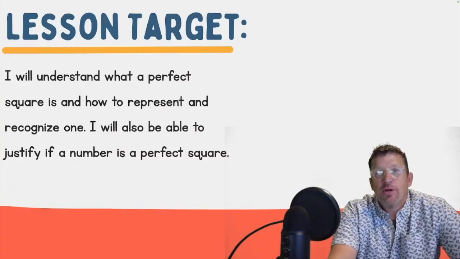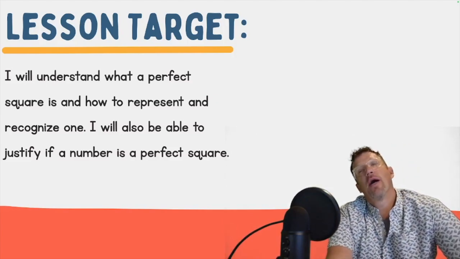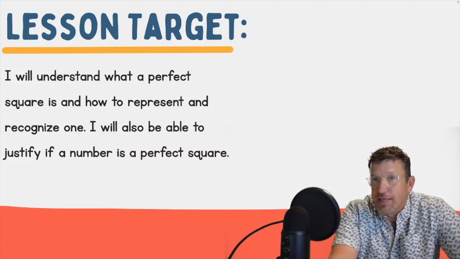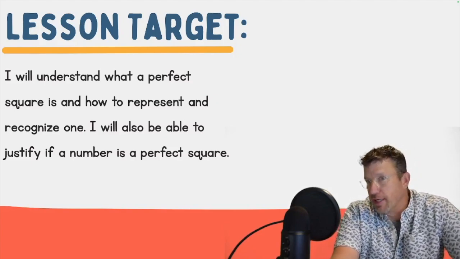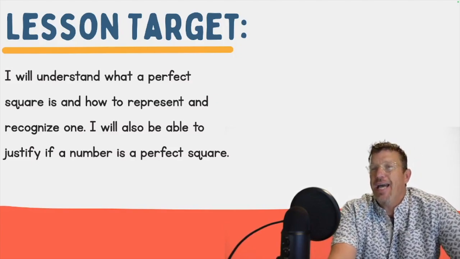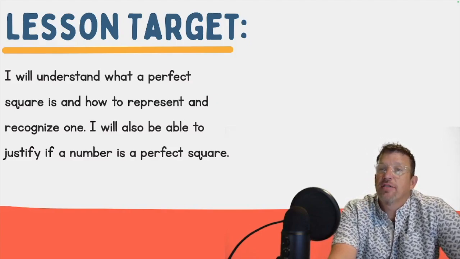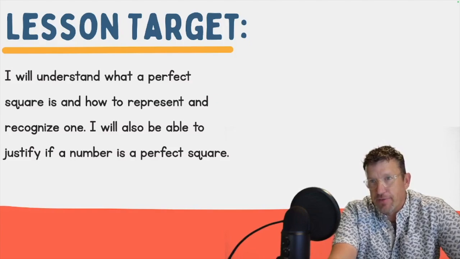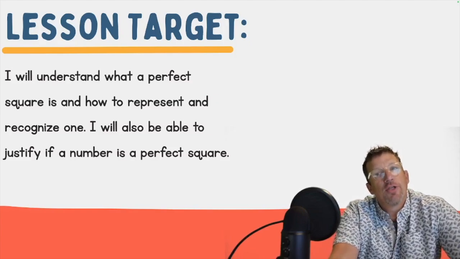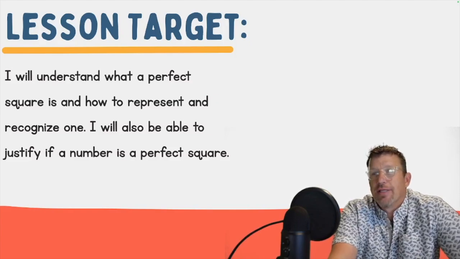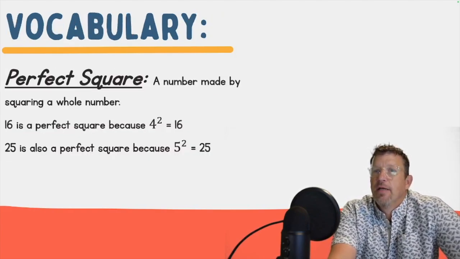Okay, today what we're going to talk about is perfect squares. What I'm hoping you will get out of this is that you're going to understand what I mean when I say perfect square, or more importantly, what the world means when thinking of perfect squares, and how to represent and recognize one. You'll also be able to justify if a number is a perfect square. That may sound a little confusing if you've never heard perfect square before, but let's see what that actually means. First vocabulary word, perfect square.